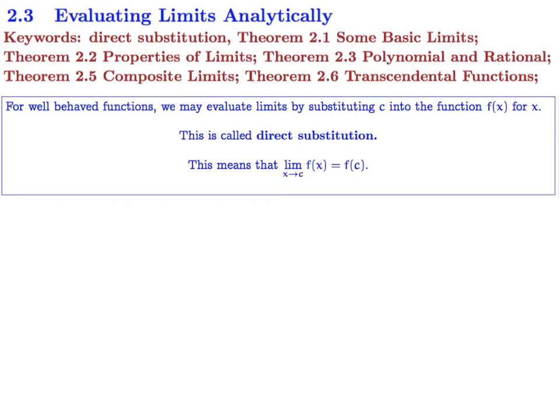For many functions that you've seen so far, and for most points, so for what we'll call for now well-behaved functions, we may evaluate limits by substituting c into the function f of x for x. And this is called direct substitution. This means that we're going to be able to find the limit by just putting in c for x. So as an example, the limit as x approaches 2 of the function x squared plus 3, we can actually find by just taking 2, squaring it, adding 3, and determining that this number is 7.